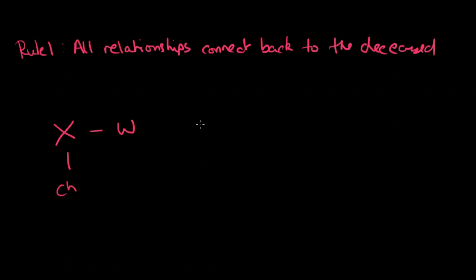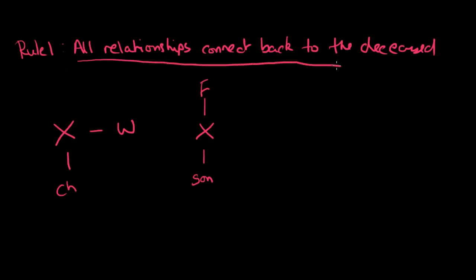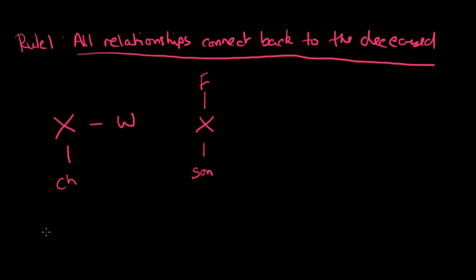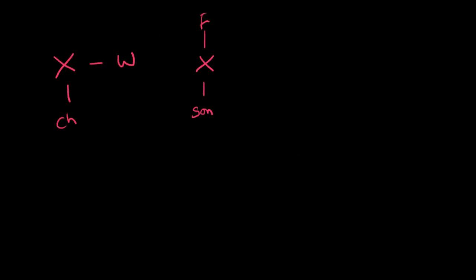And similarly, if we have X, he has a father, you'll come across statements such as the father gets a sixth when there's a son, and again it's X's son, not father's son, so it's always going back to X. So that's rule number one. All relationships connect back to the deceased, and you just got to make sure you remember that as we go along, otherwise it can get a bit confusing.